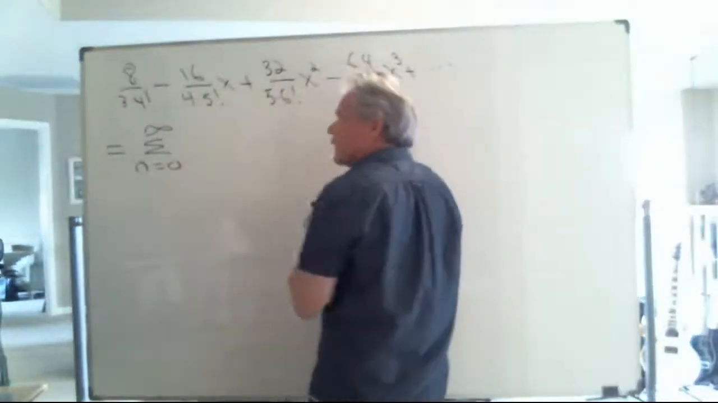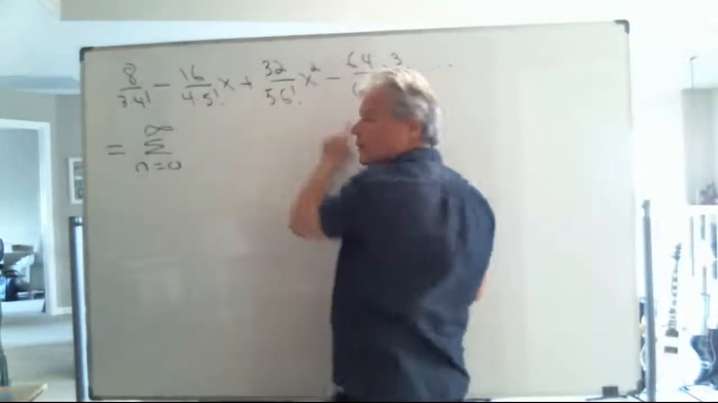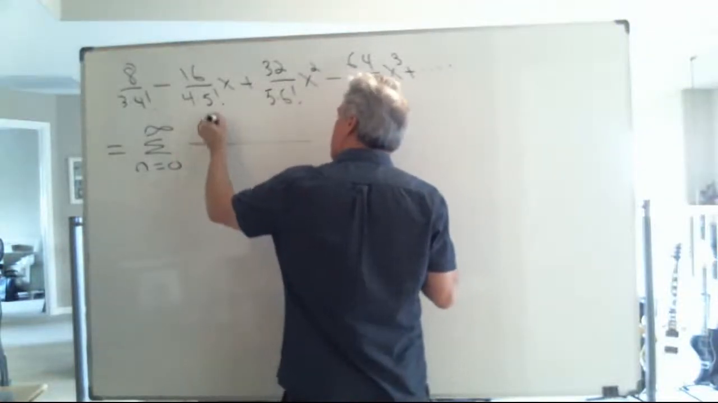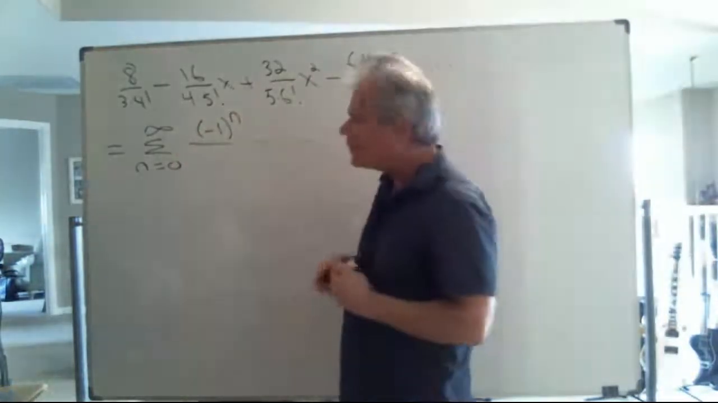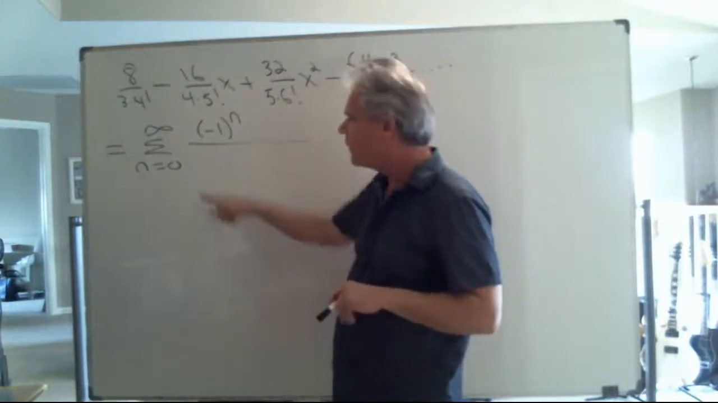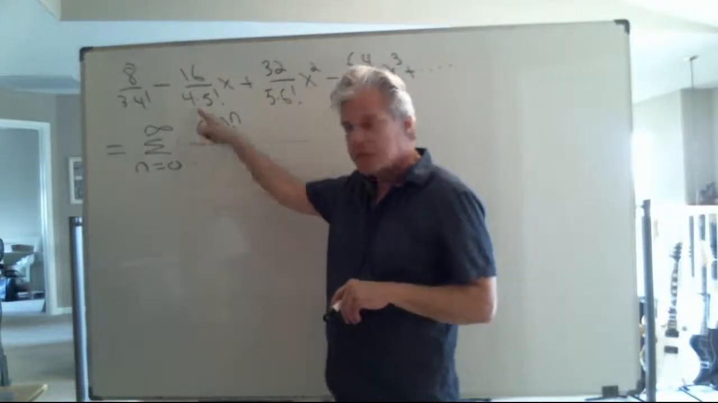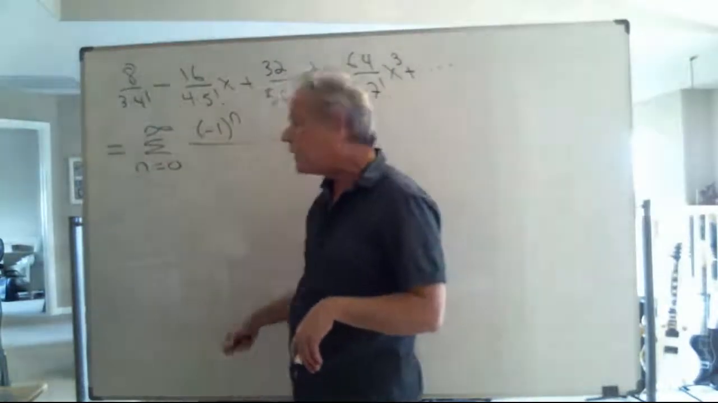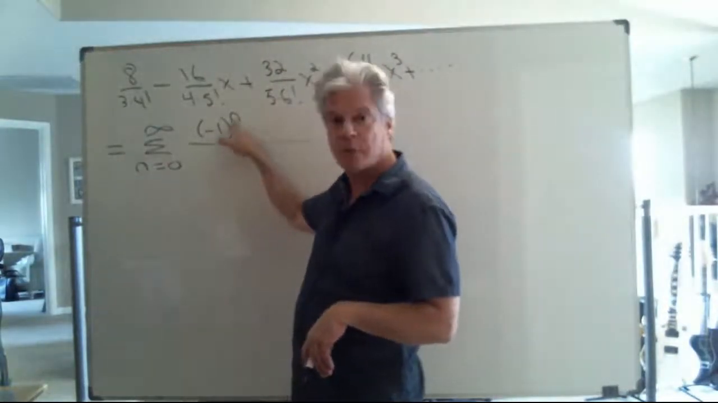Looks to me like I have a sign change from term to term, so it's an alternating series. So it should involve in the numerator position a factor like this, I think. I could be wrong, maybe it's n plus 1. Let's check it. If n is equal to 0, this is positive. My first term is positive, so it checks out.